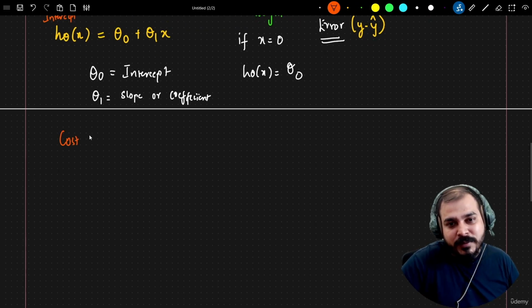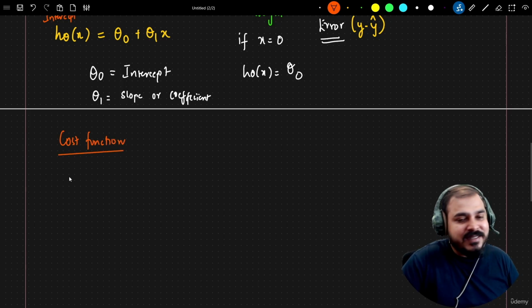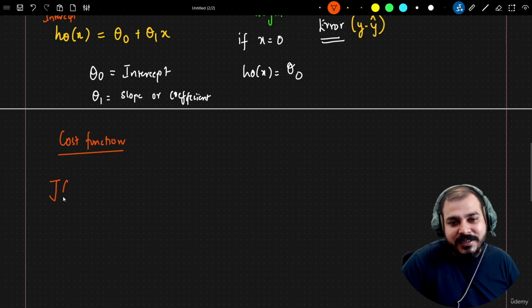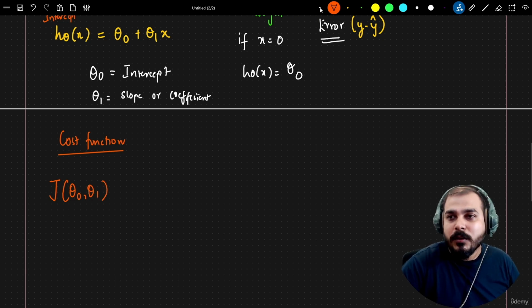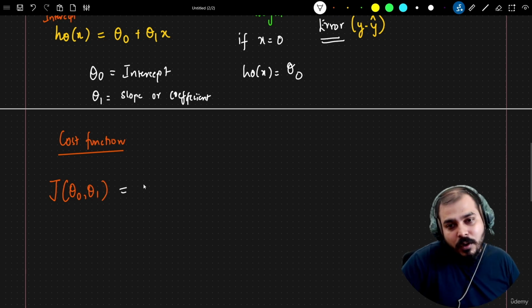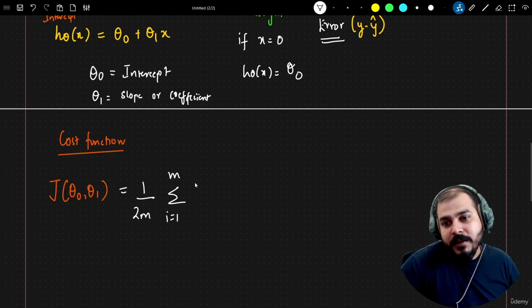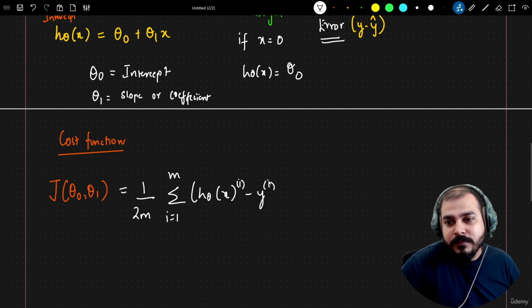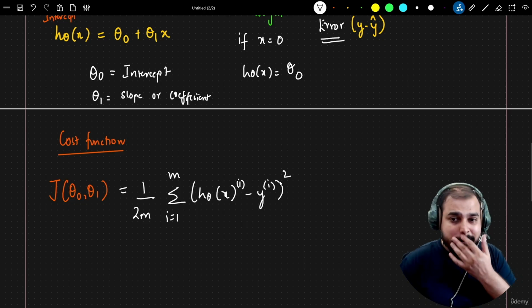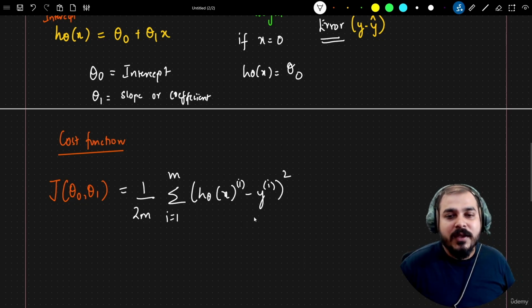Now here I'm just going to mention this specific cost function, which is given by a notation. Let's consider this notation: J(theta 0, theta 1) is nothing but 1 by 2m, summation of i equals 1 to m, of (h theta of x of i minus y of i) whole square. Now what is h theta of x of i minus y of i whole square?